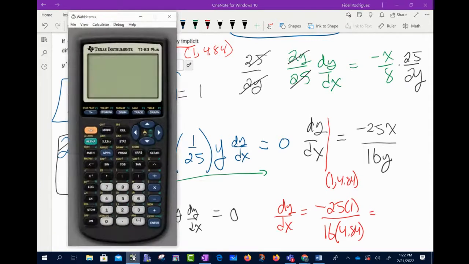So now, I'm just going to take my calculator and do this part here. So on the top, I'm going to have a negative 25 divided by whatever 16 times 4.84 is. And I'm coming up with some rowdy old decimal, right? I'm just going to leave my answer like that. I'm probably going to go to like 4 decimal places. So I'd say something like negative 0.3228.